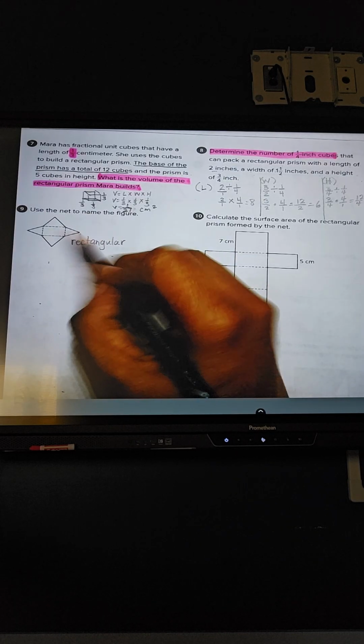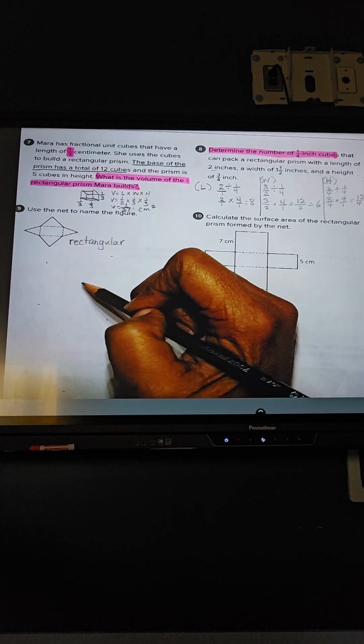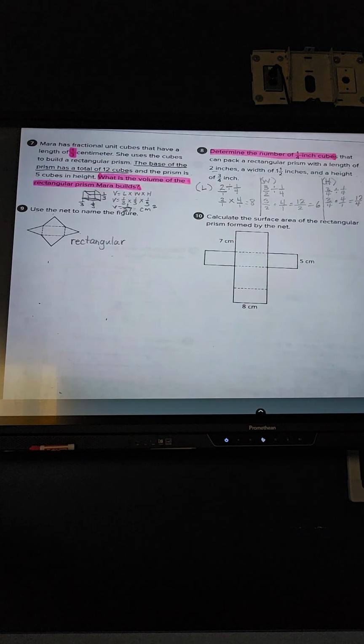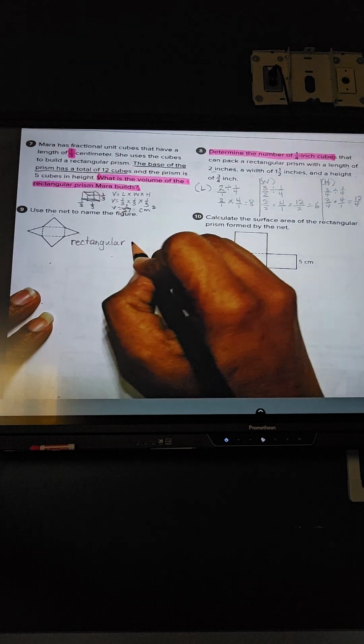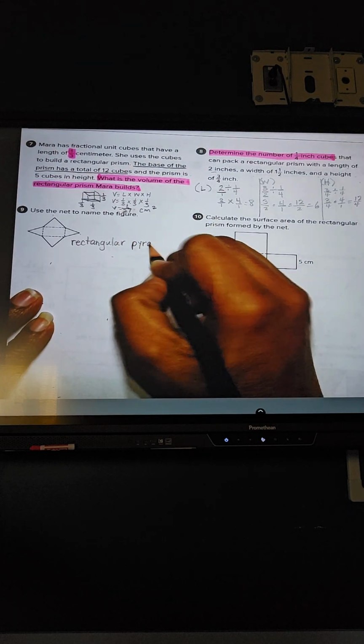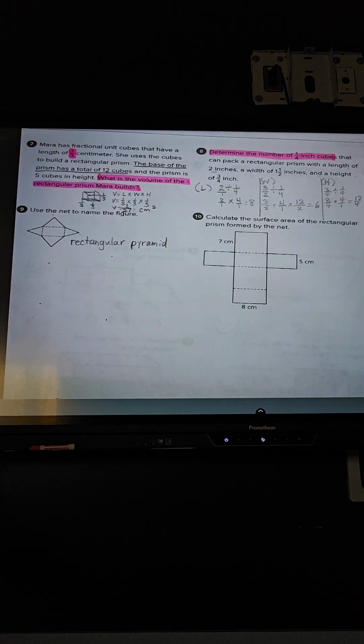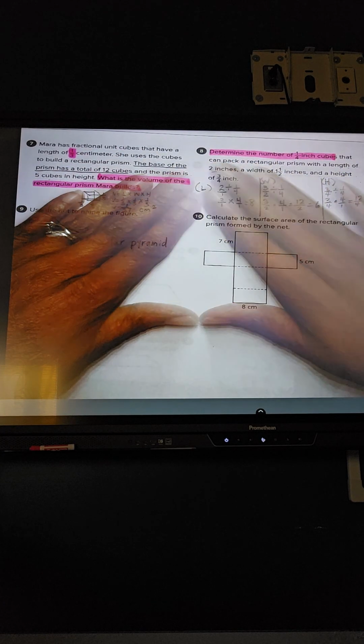I see it comes to a point. If it's coming to a point, that means it's a pyramid. If it comes to a point, it's a mid. If it comes to a point, it's a mid or a pyramid.